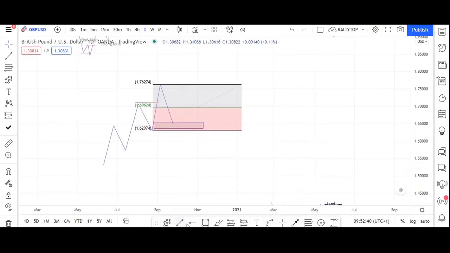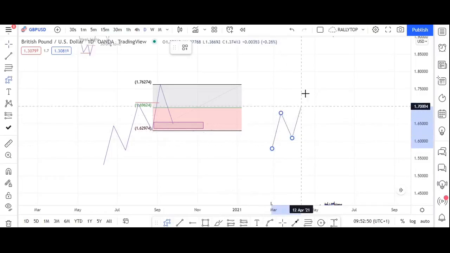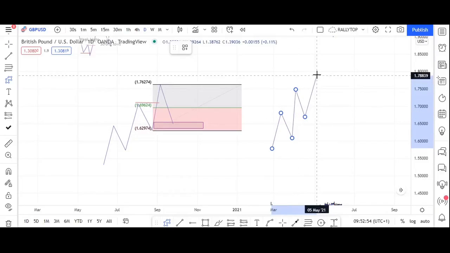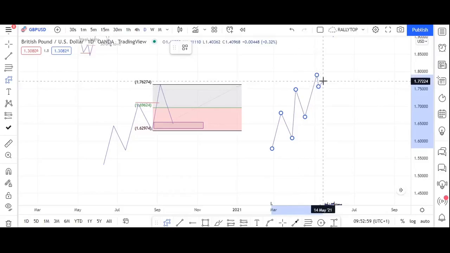You go to your lower time frame. You want to see exactly what you saw on your higher time frame. Now let me show it to you. Price started coming down.